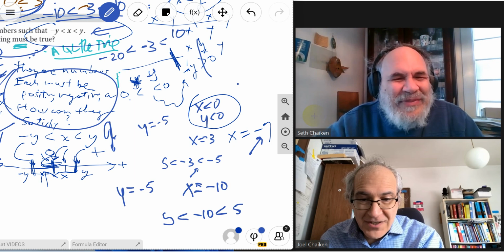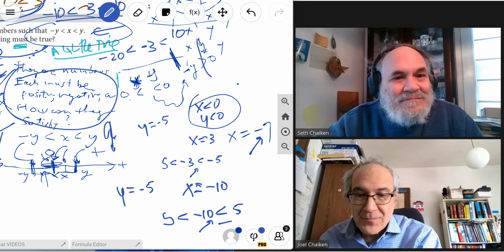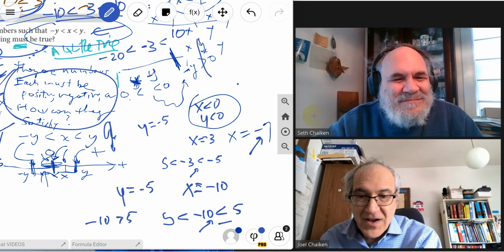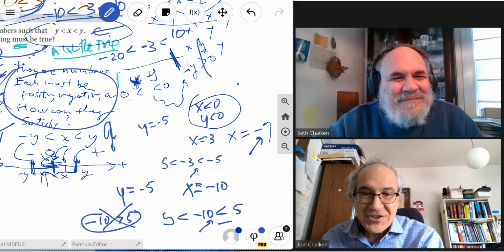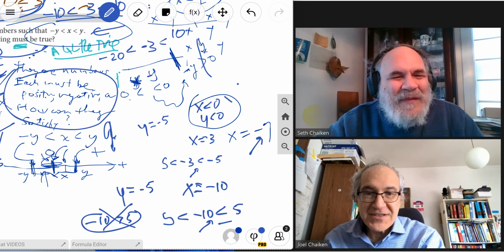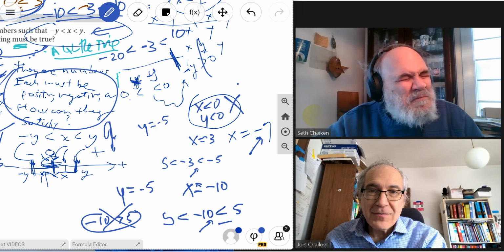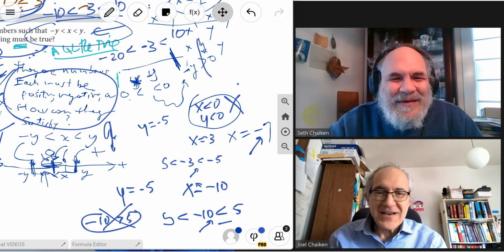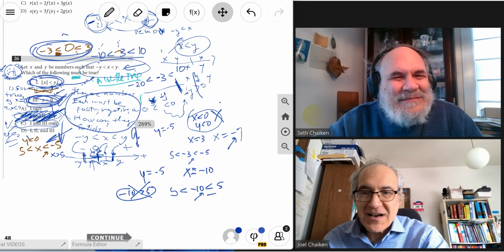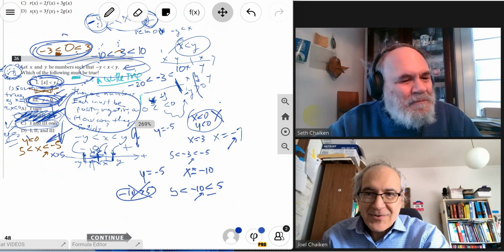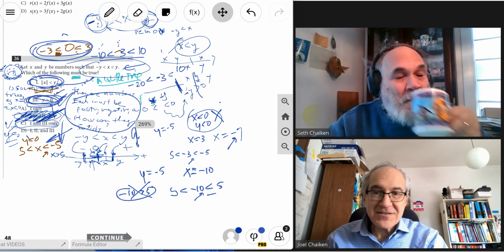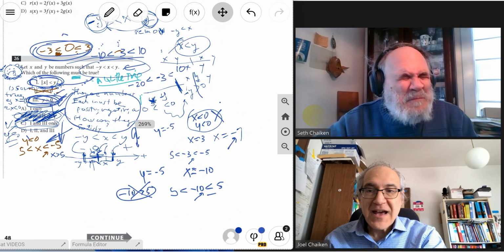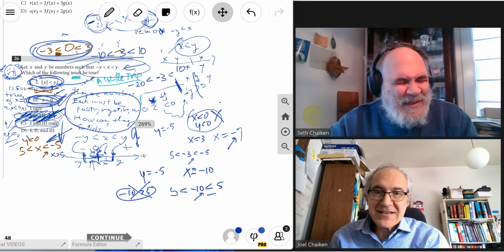Now, okay, good. -10 is less than 5. But is -10 greater than -5? No. So I checked both cases where this can't be. Now, I used up a massive amount of time, but now I'm pretty confident that I checked all the cases, and I can say that y has to be greater than 0. X can be 0 because we showed x can be 0, and number 1 is true because x has to be between y and -y.